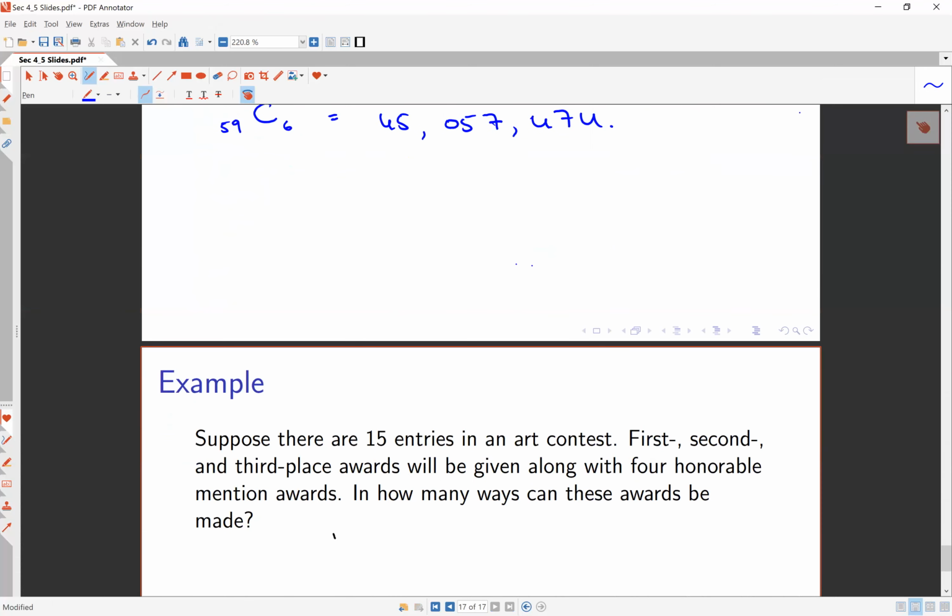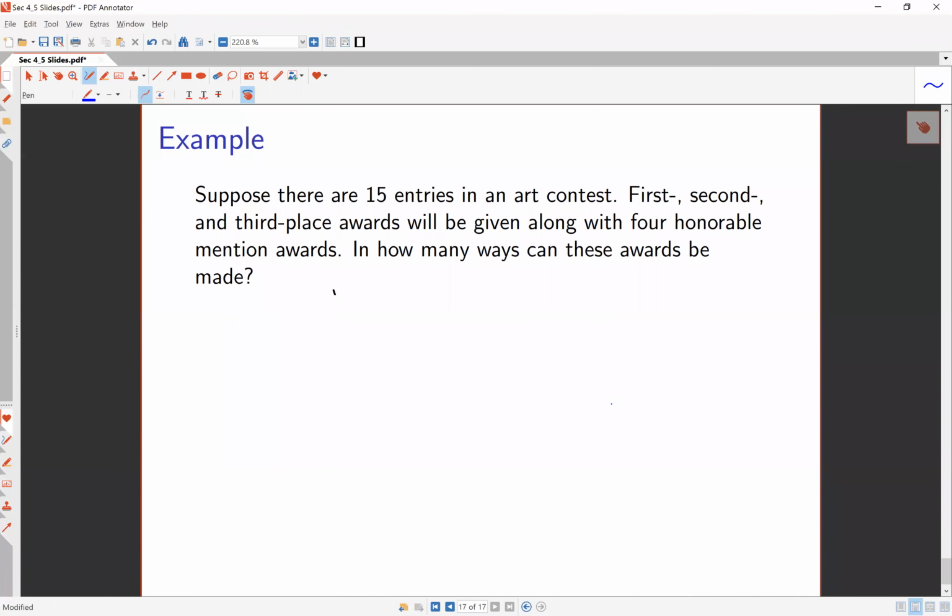Okay, now, last example for this video. Suppose that there are 15 entries in an art contest. There will be several prizes awarded. There'll be a first, second, and third place. And then after that, there will be 4 honorable mentions. In how many ways can these awards be made?